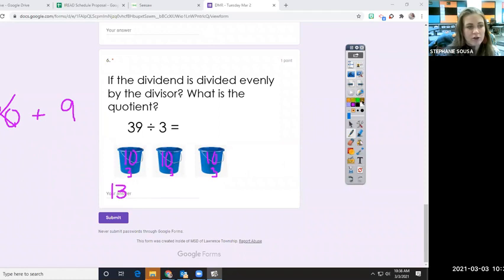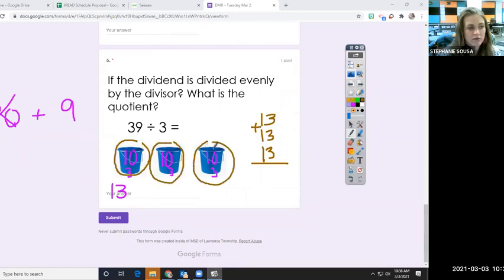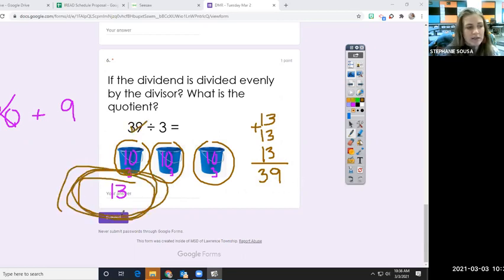Miss Sousa, how do you know you're right? That's a great question, kids. I could use repeated addition to see if my answer is correct. 13 from the first bucket, 13 from the second bucket, 13 from the third bucket. 3, 6, 9, 10, 20, 30, 39. Yep, they match. So 13 is your correct answer here. Those buckets are a visual reminder to you to divide using larger chunks than 1, okay?